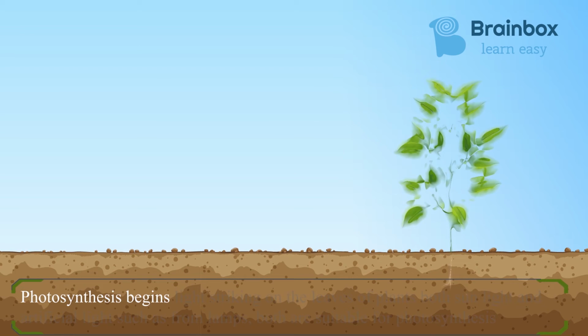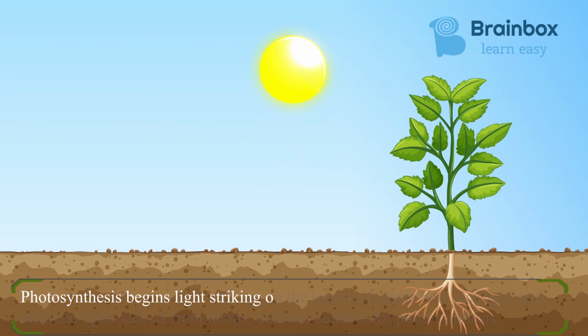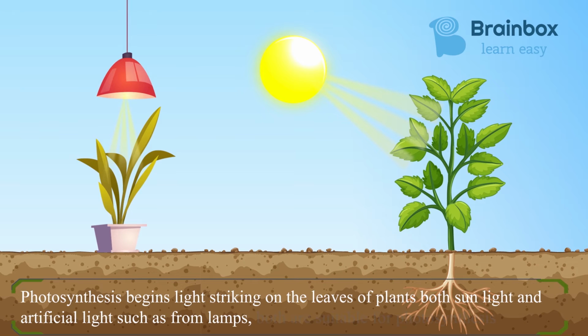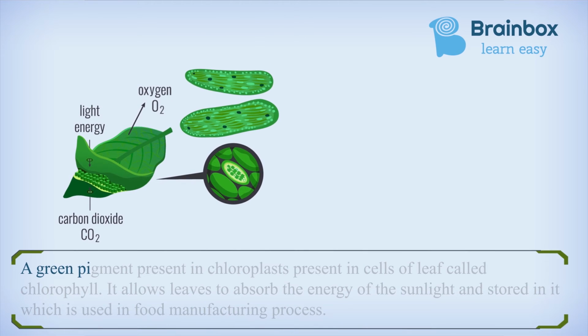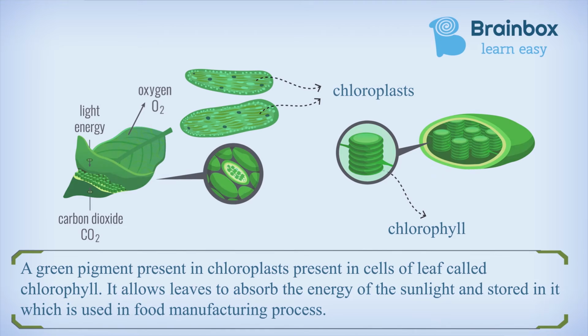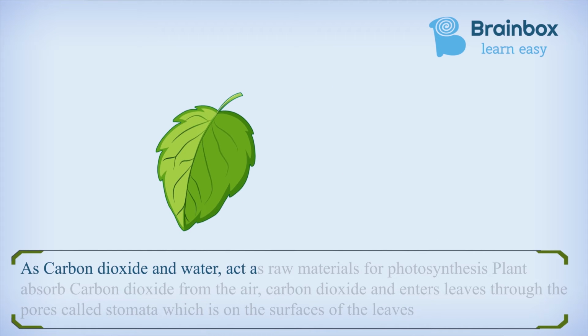Photosynthesis begins with light striking the leaves of plants. Both sunlight and artificial light, such as from lamps, are suitable for photosynthesis. The green pigment present in the chloroplasts is called chlorophyll. It allows the leaves to absorb the energy from the sunlight and store it, which is used in the food manufacturing process. The carbon dioxide and water act as raw materials for photosynthesis.